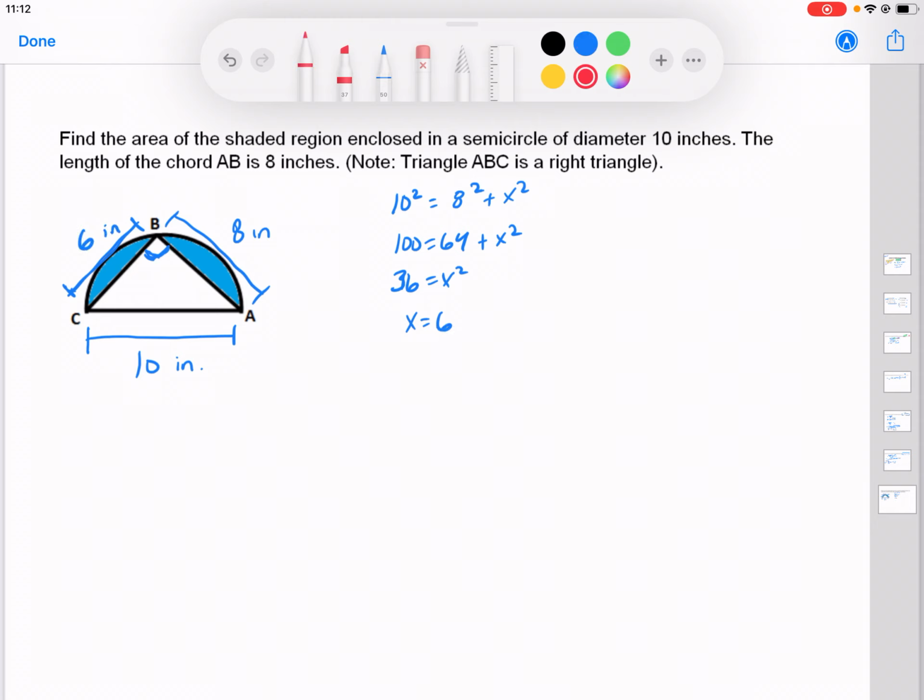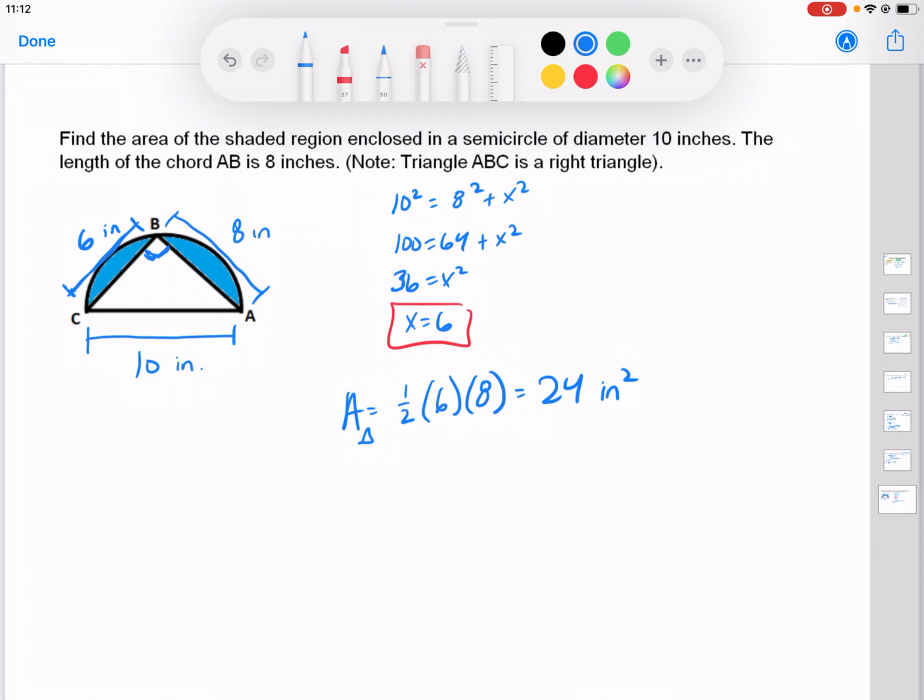Now there was a quick way: I could see that if I divided 8 by 2, you get 4, and 10 divided by 2 is 5. So I knew it was going to be a 3, 4, 5 right triangle. It's one of those Pythagorean triples. But you can use the Pythagorean theorem to find it. So our area of the triangle, I'm going to write it this way, is a half times our base times our height. And that gives us 4 times 6, so 24 square inches.